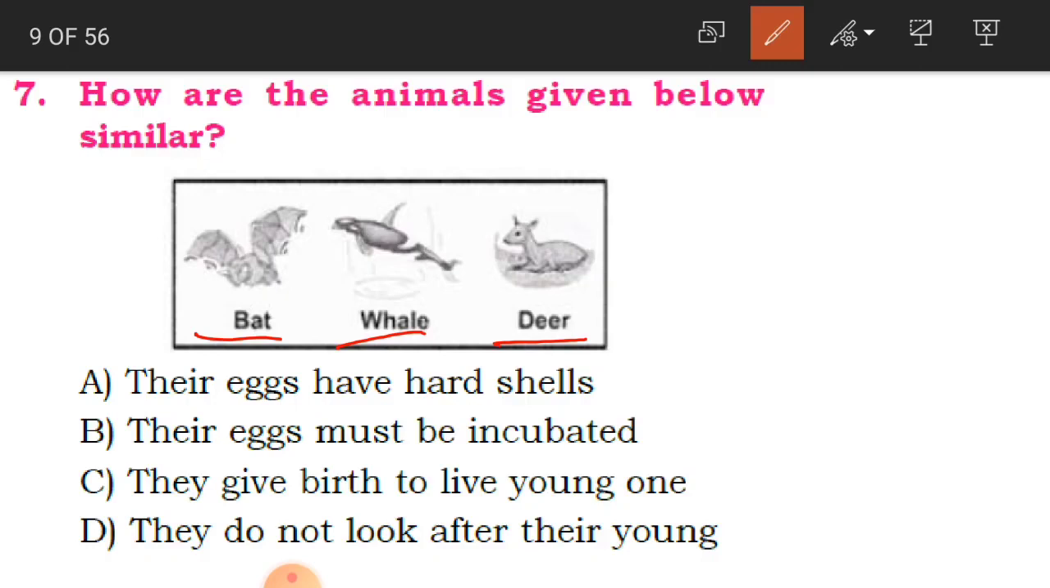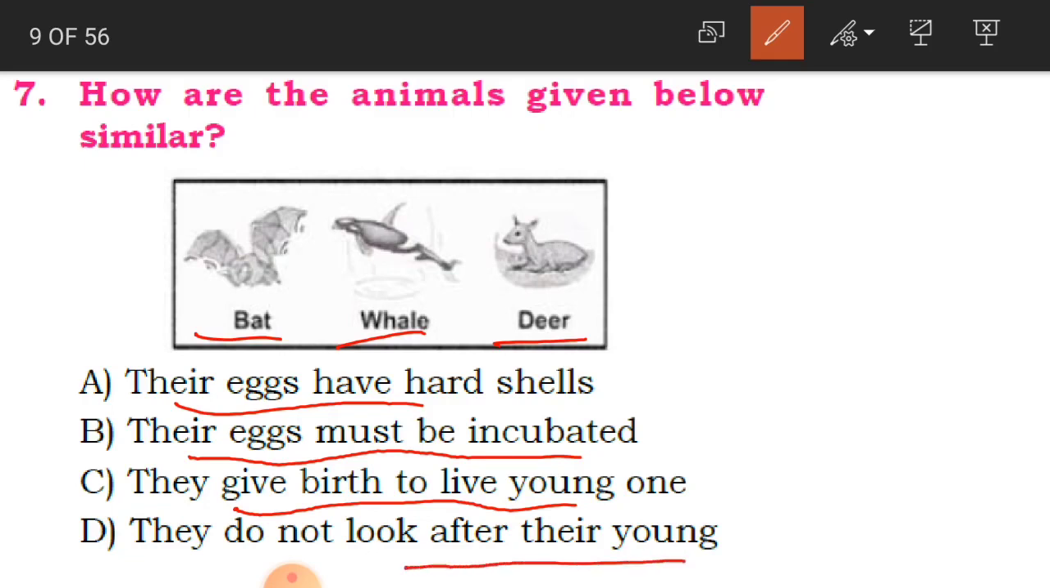In the sense, they are similar to the others. They have the same quality, same feature, same character. So what is that? A option is their eggs have hard shells. B is their eggs must be incubated. C option is they give birth to live young ones. D option is they do not look after their young ones. Okay children, so which will be the correct one?